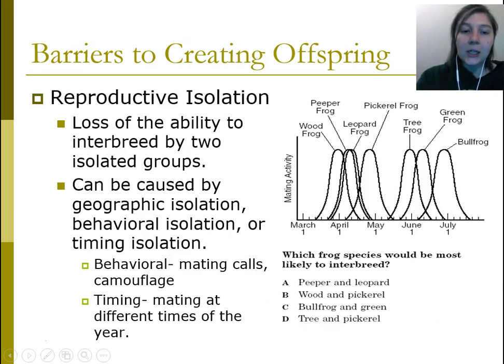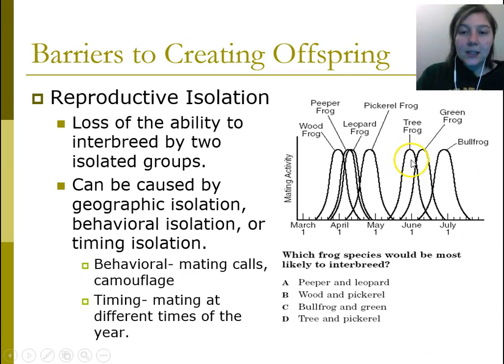Behavioral isolation is when organisms have different mating calls or different types of camouflage, maybe in birds or insects, different courtship behaviors such as the dances that they do in order to attract a mate. And timing means that they mate at different times of the year.